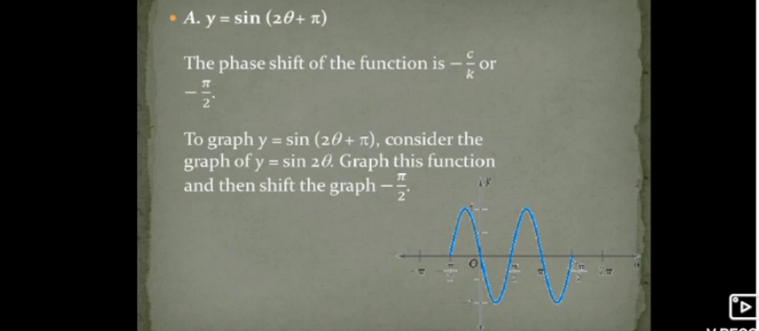Consider the graph of y equals sine 2 theta. Graph this function and then shift the graph negative pi over 2. So this is the graph.